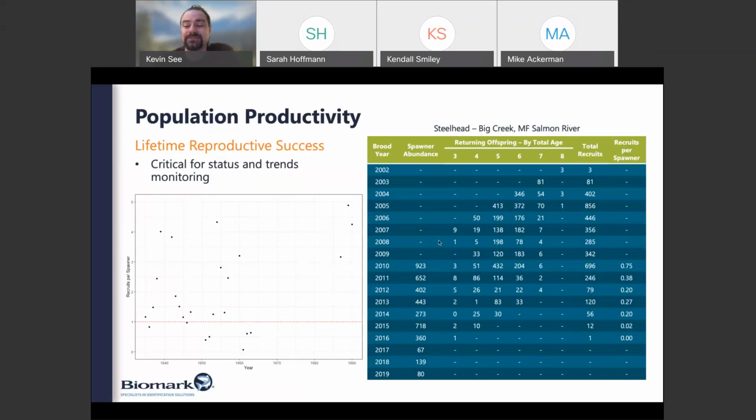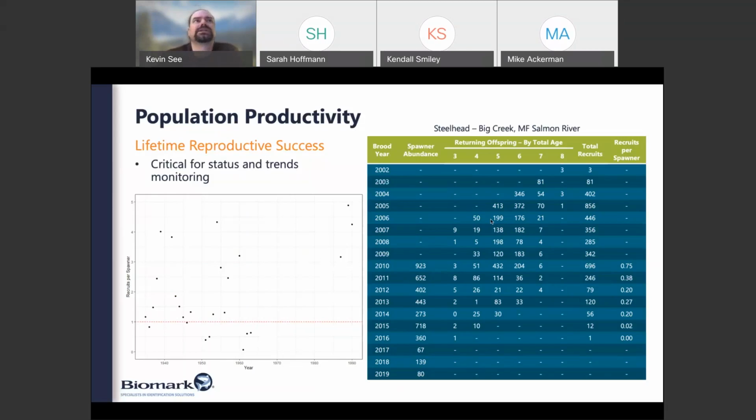As you can see from this, they come back at a variety of ages. They might leave for the ocean at a variety of ages and spend a variety of time out there, and so tying their returns back to a particular brood year can be really important. And the only way to do that is with this kind of age data.